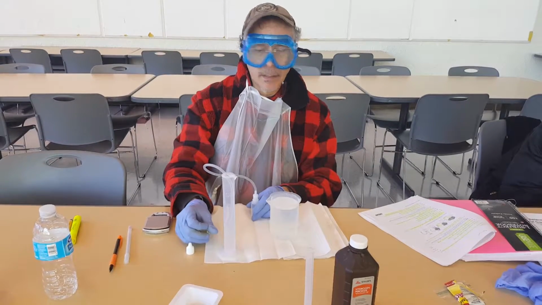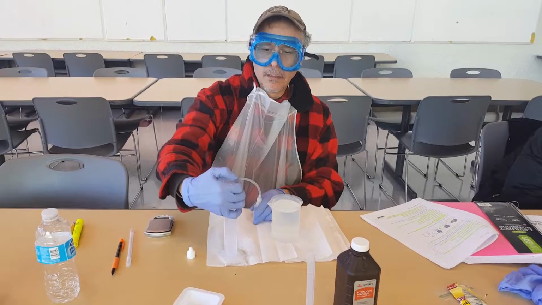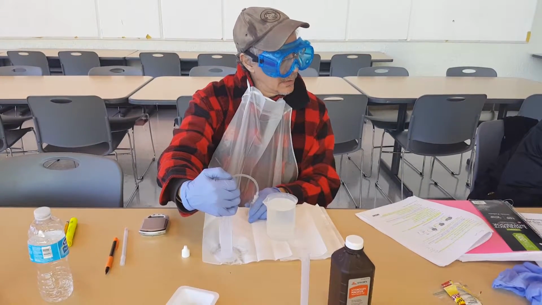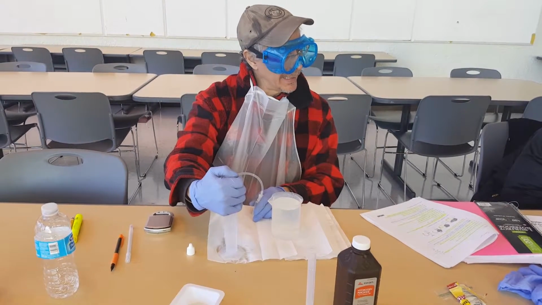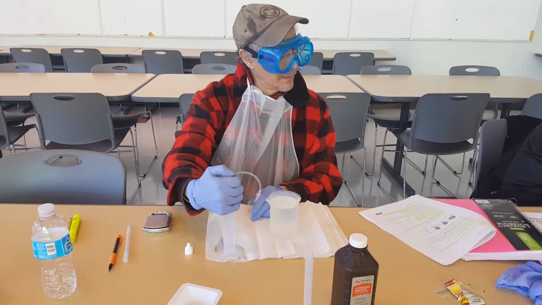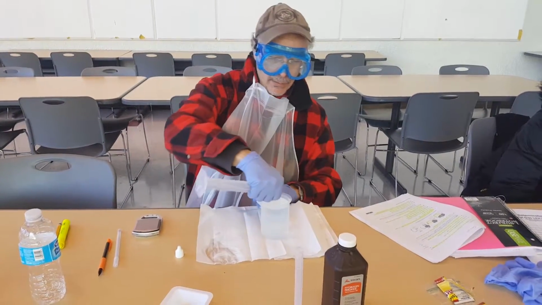And then the next step is to place my thumb, which I'm going to do here, over the 50 milliliter graduated cylinder and invert it into the beaker. Now, I'm going to go ahead and invert it. I'm going to pour it in there and invert it.